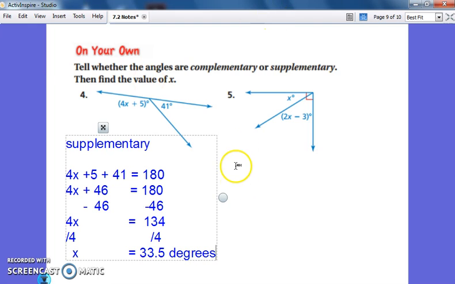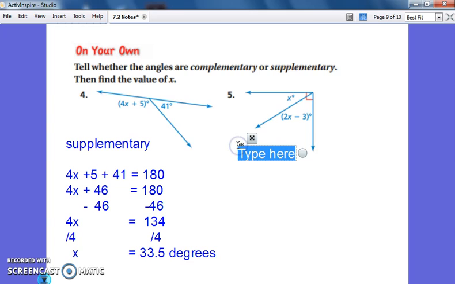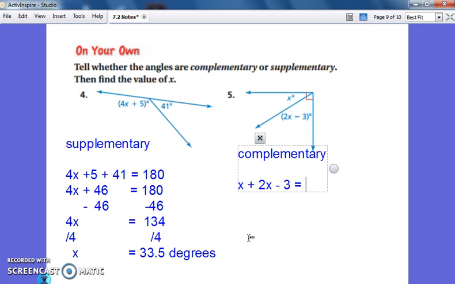Okay, number 5, hopefully you got complementary. That red square here is a big hint that tells you it's 90 degrees. Let's set up our equation. X plus 2x minus 3 is going to equal 90 degrees. Combine our like terms. X and 2x give you 3x. Subtract 3 equals 90. We're just bringing everything down.